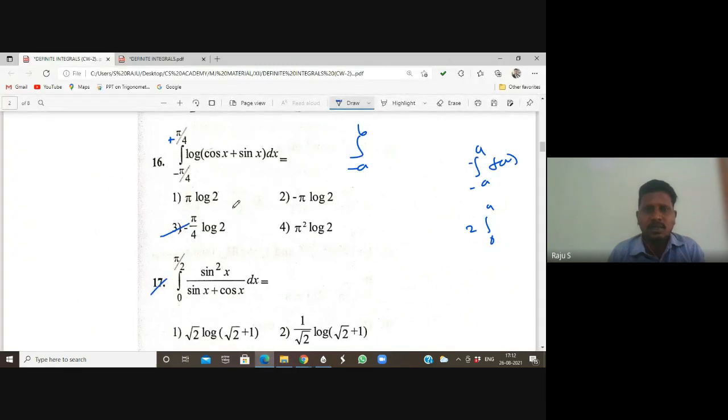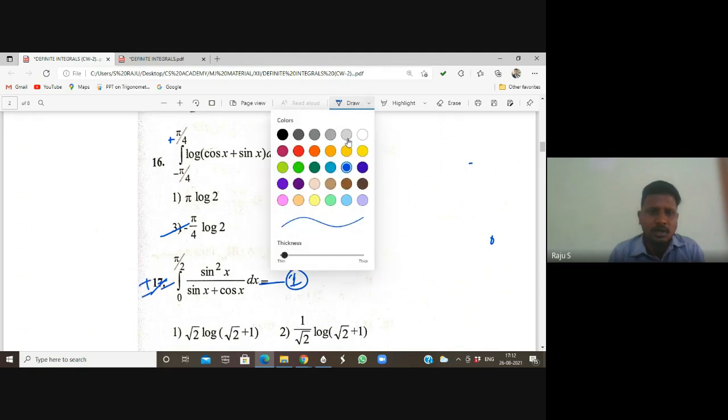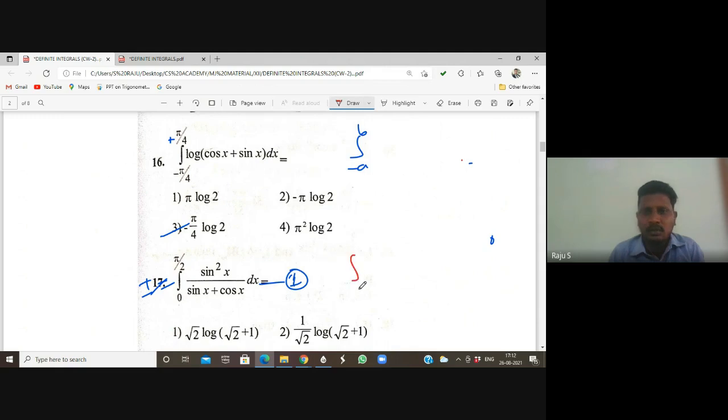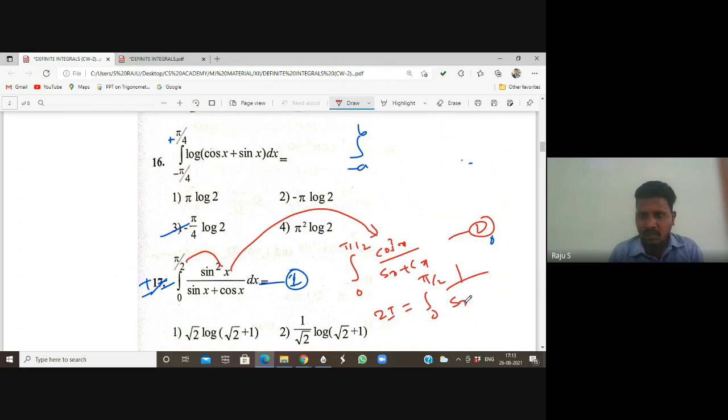Next, question number 17. You can try it, students, with the help of 0 to A. It is just 2 or 3 steps to get the answer. When I apply the property here, let us take this as equation 1. Apply the third or fourth property, like 0 to pi by 2, sin square of (90 minus x). 90 minus x becomes cos square x by the same denominator sin x plus cos x. When we add these two equations, the numerator sin square plus cos square becomes 1. So finally 2I is equal to integral 0 to pi by 2 of 1 by sin x plus cos x.